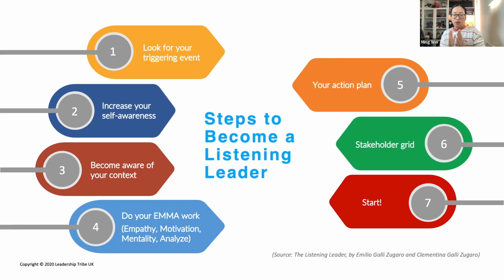And the next one is the stakeholder grid. This is about understanding your stakeholders, understanding their expectations, and how their ambition or vision is aligned with yours. You need to have that understanding of the stakeholders. And once you've done that, the next, which is a very, very important thing, is start. Without you actually taking action, nothing is going to work. Okay, nothing is going to work.